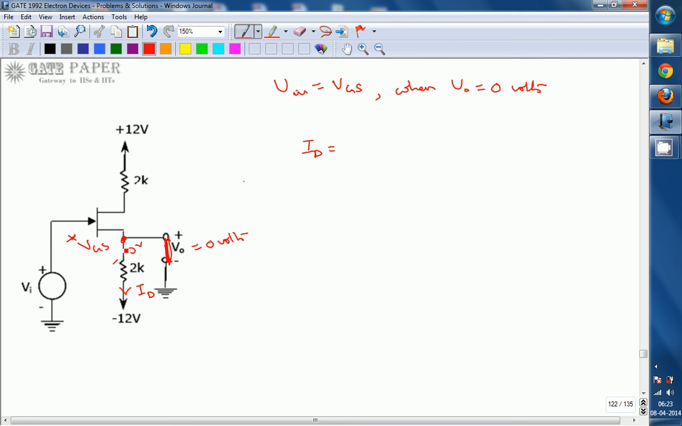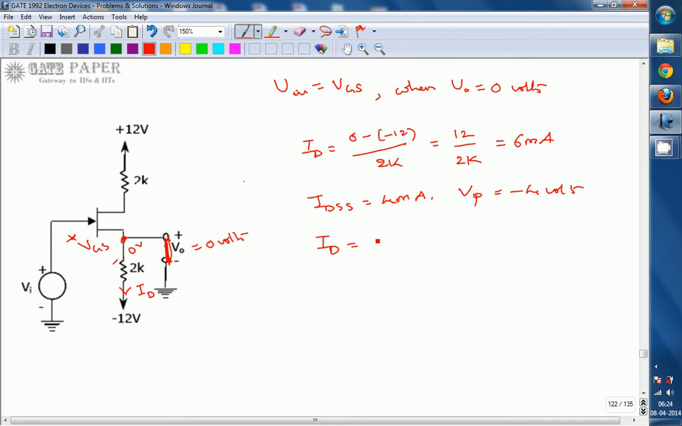So ID is flowing in this direction. This is higher potential 0 volts, lower potential is minus 12 volts. So this is 0 minus of minus 12 divided by 2 kilo ohm. That is 12 by 2k, which is nothing but 6 milliamperes. ID value is 6 milliamperes whenever V0 is equal to 0. And what was given is IDSS is equal to 4 milliamperes and VP pinch off voltage is minus 4 volts. We know the drain current equation of JFET. ID is equal to IDSS into 1 minus VGS divided by VP whole square.